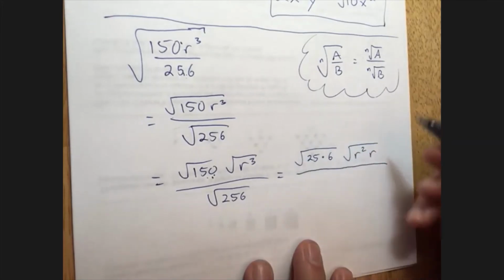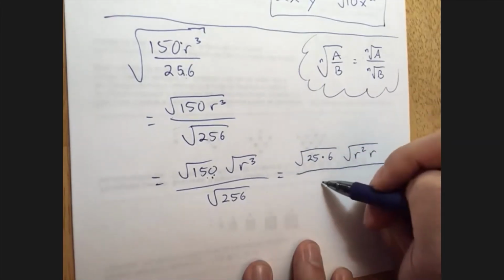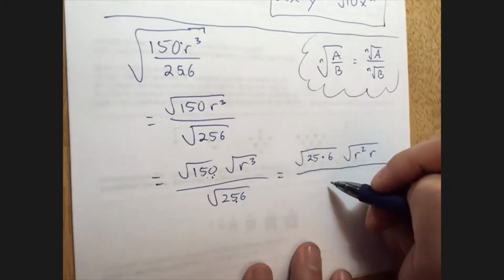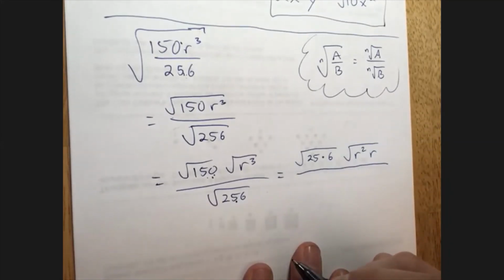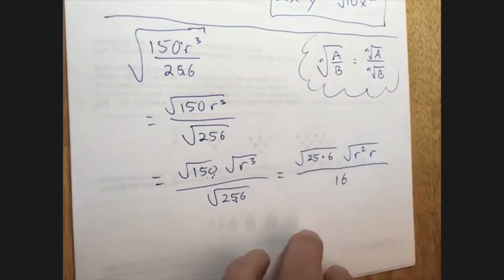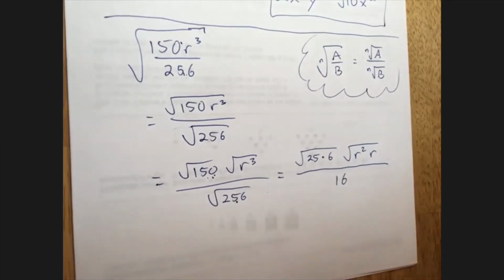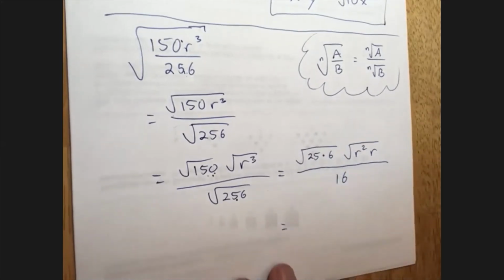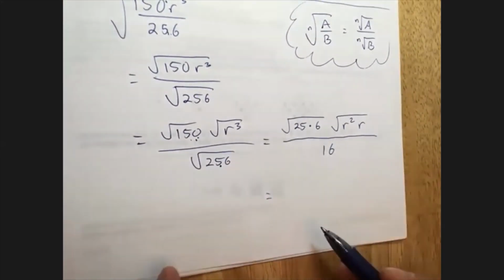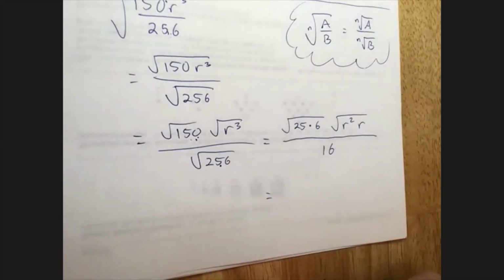And in the bottom, who knows what the largest perfect square factor of 256 is? Well, it is 256. 256 is 16 squared, right? So this is just 16. It's a large number, but like I said, if you break it down like that tree, you'll see that's what you get.